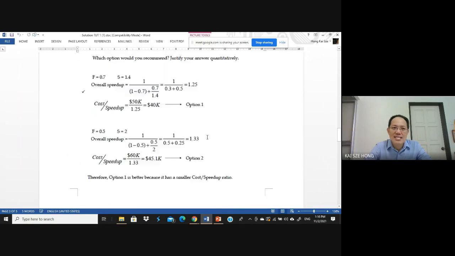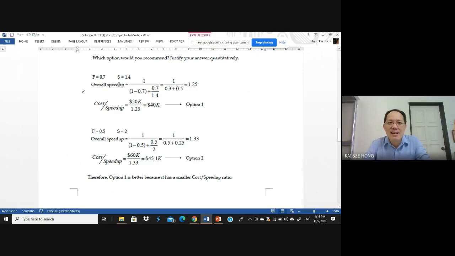For the second case, you redesign the microprocessor. Then your floating point operations drop to 50% only. Because of some limitations, they cannot use the floating point instructions. Instead, they have to use a normal integer instruction or whatever to do the floating point operations. And then for the speed, it has been increased by 100%, meaning it can be 2 here.